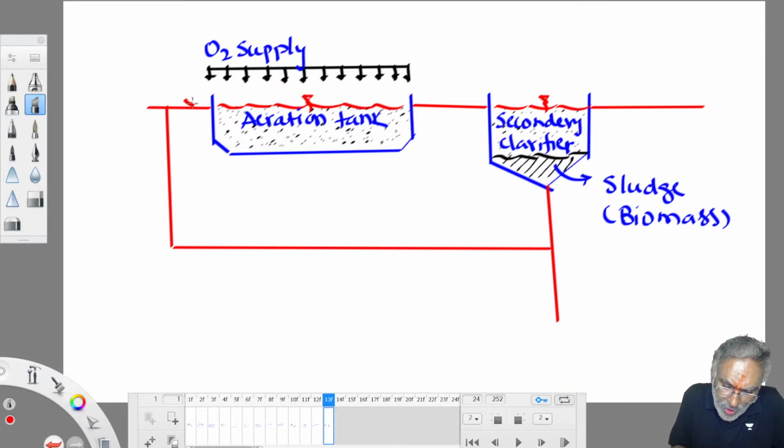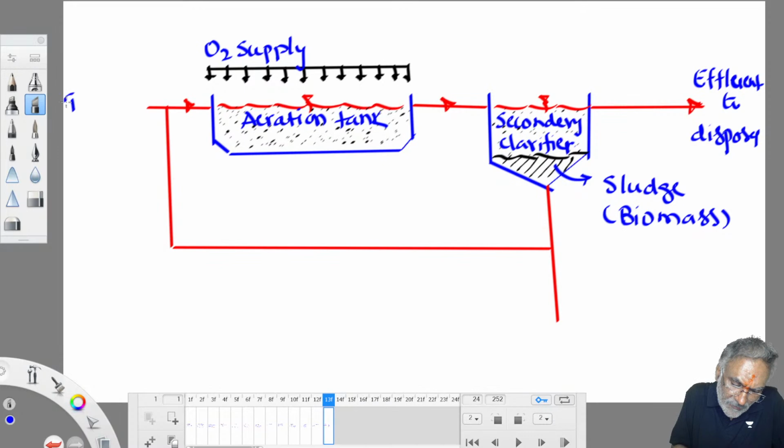So here we are applying Q amount of wastewater. This much amount of waste is disposed. This is the effluent to disposal. Here influent is applied.